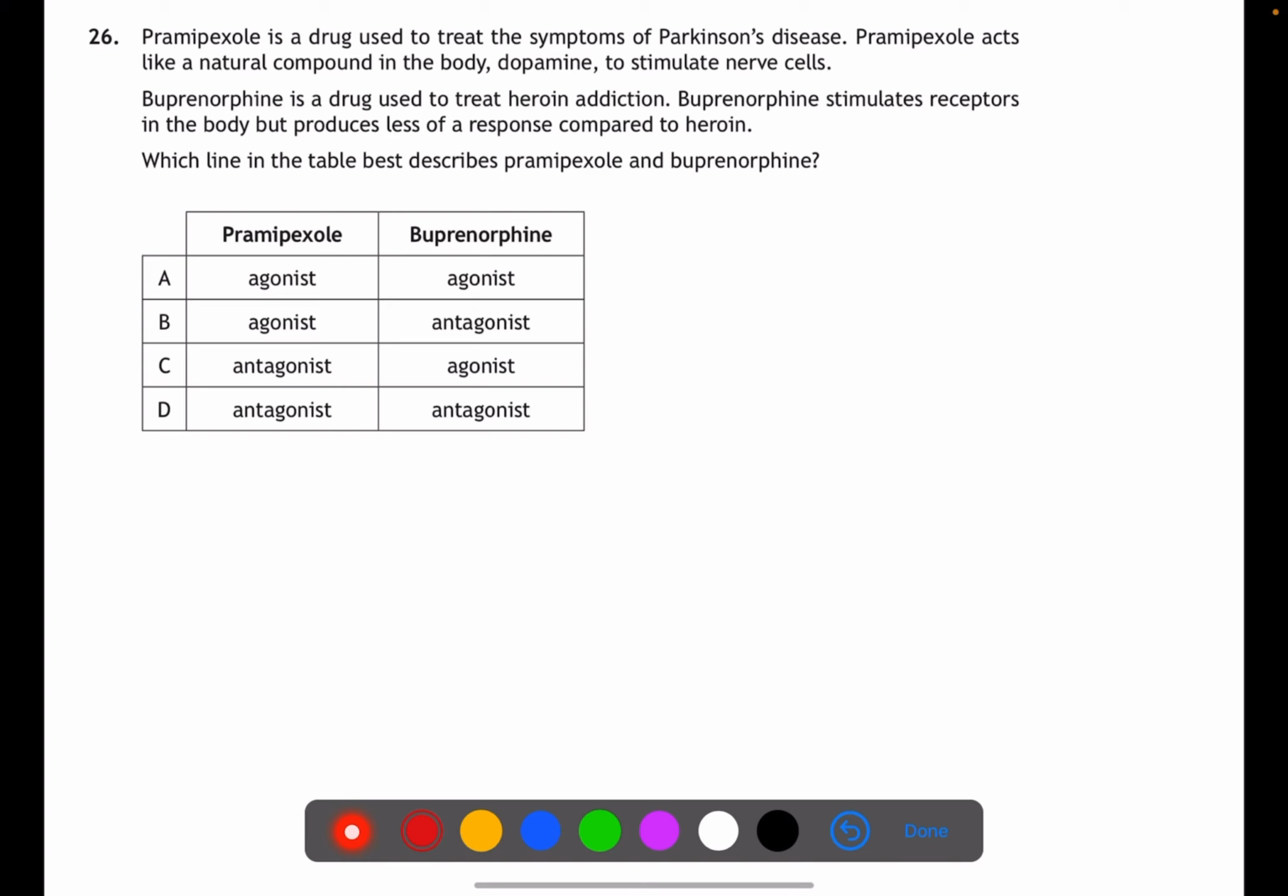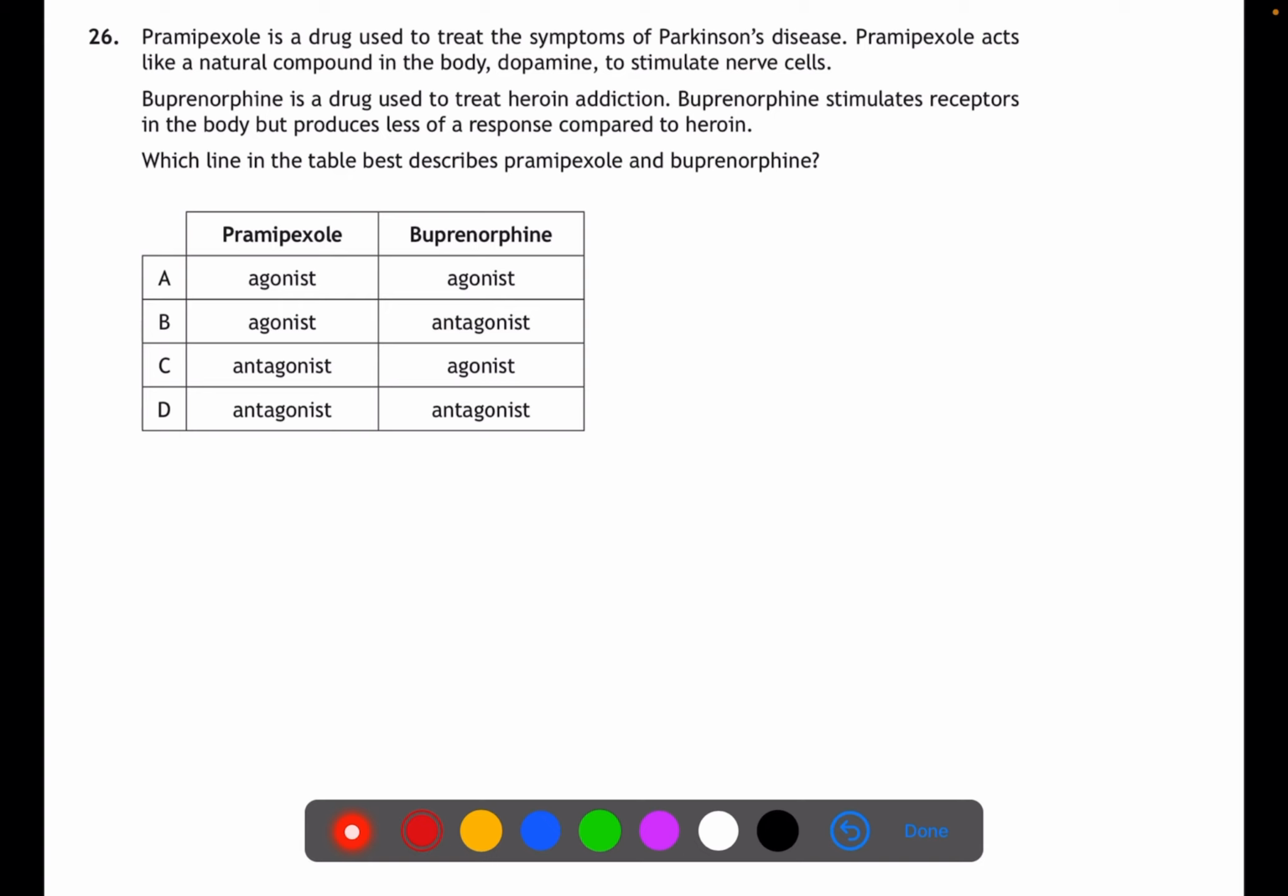Question 26. Pramipexole is a drug which is used to treat the symptoms of Parkinson's disease. Pramipexole acts like a natural compound in the body, dopamine, to stimulate the nerve cells. Buprenorphine is a drug which is used to treat heroin addiction. Buprenorphine stimulates receptors in the body but produces less of a response compared to heroin. Which line in the table best describes pramipexole and buprenorphine?